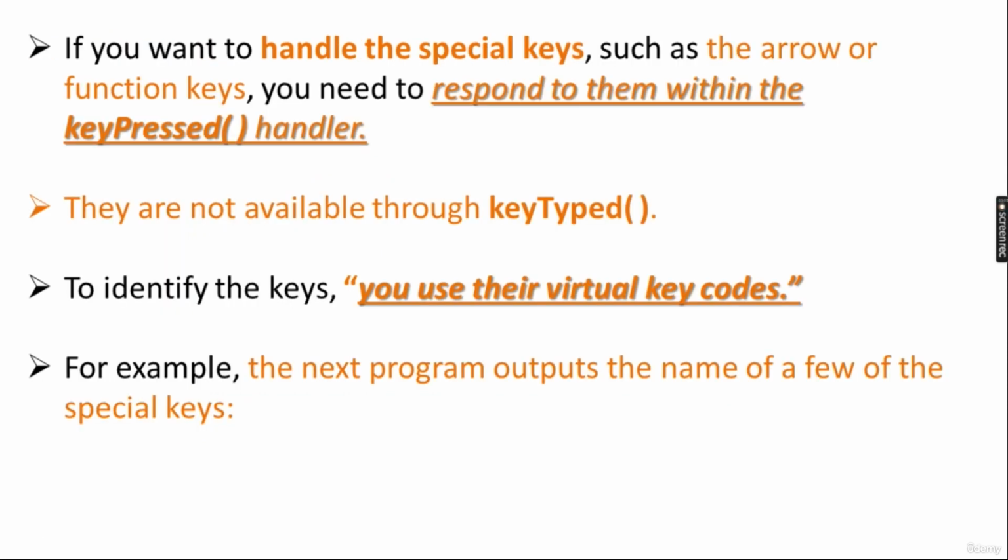If you want to handle special types of keys such as arrow or function keys, you need to respond to them within the key pressed handler. So they are not available through the key type method. Key type will have the character generating keys. So for the arrow keys and function keys, you have to use the key pressed handler. To identify the key, you use their virtual key code, like VK underscore ALT, VK underscore etc. For example, in the next program we will display the names of the special keys over here.